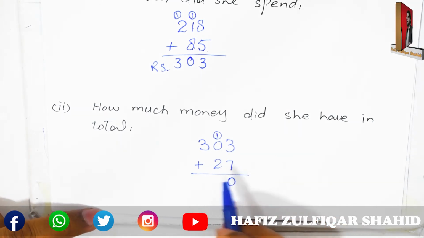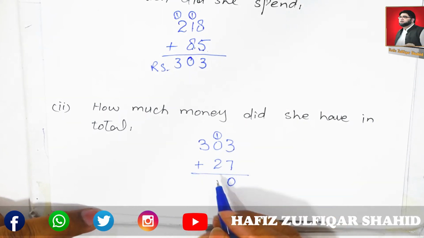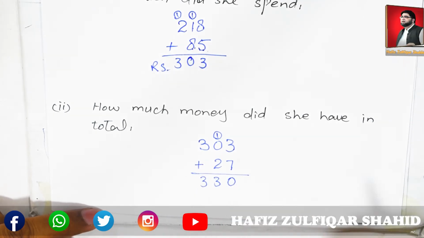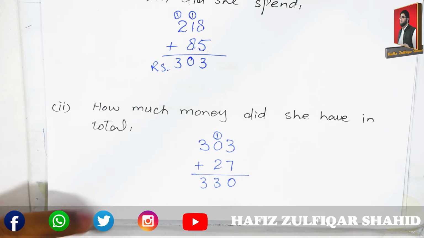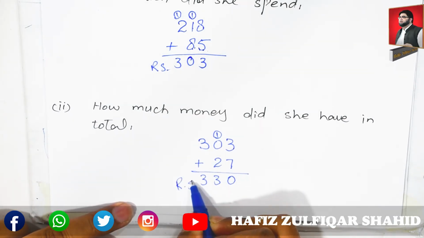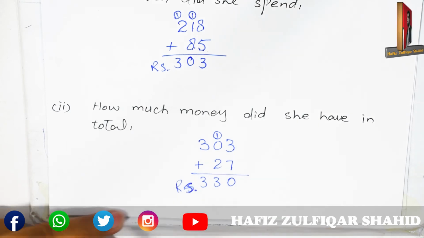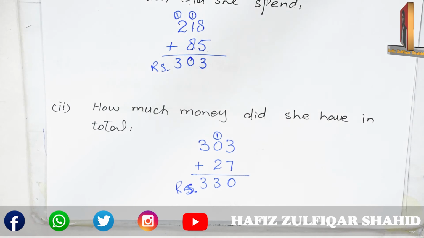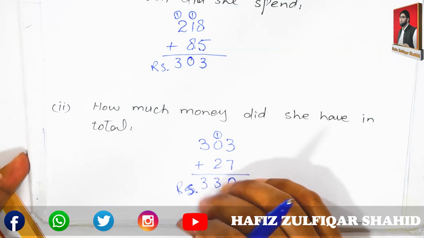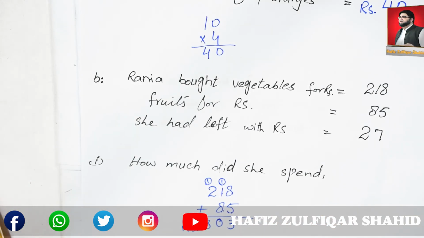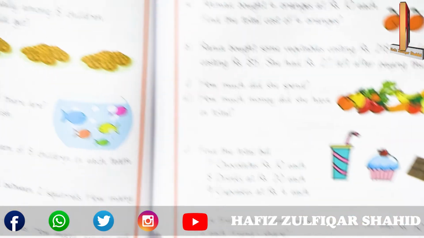Take one carry to the next column. 2 and 1 equal 3. Write down 3 as it is. She has rupees 330 with her in total. Hope you understand this question clearly. Now let's see the next part.